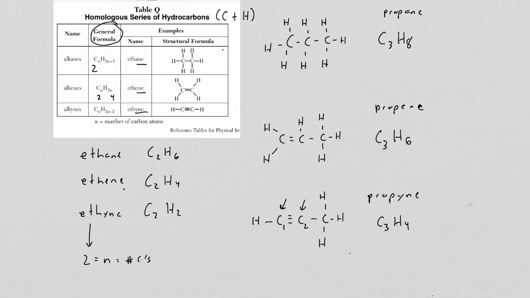Now, one other term that's really important here. If there are only single bonds, it is said to be saturated. So alkanes are saturated, but alkenes and alkynes are not. Now, you've heard the word saturated before in reference to solutions. This basically means that there are as many hydrogens attached to the carbons as are possible.